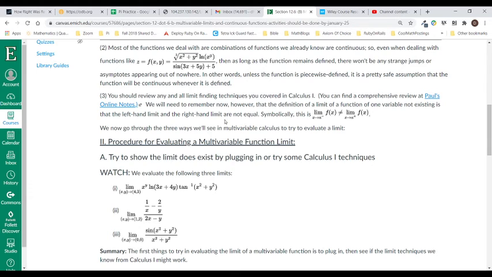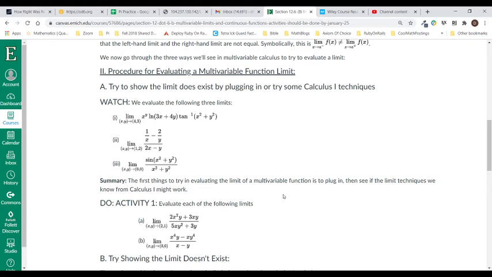Roman number 3 here says you need to know all of your Calc 1 limits. And if you need practice, go to that section of Paul's online notes. Meanwhile, the procedure for evaluating multivariable function limit really just has 3 sections. The first section says, what Calc 1 techniques can we use? So you have to know those, because if you don't remember them, the other techniques won't work on those.